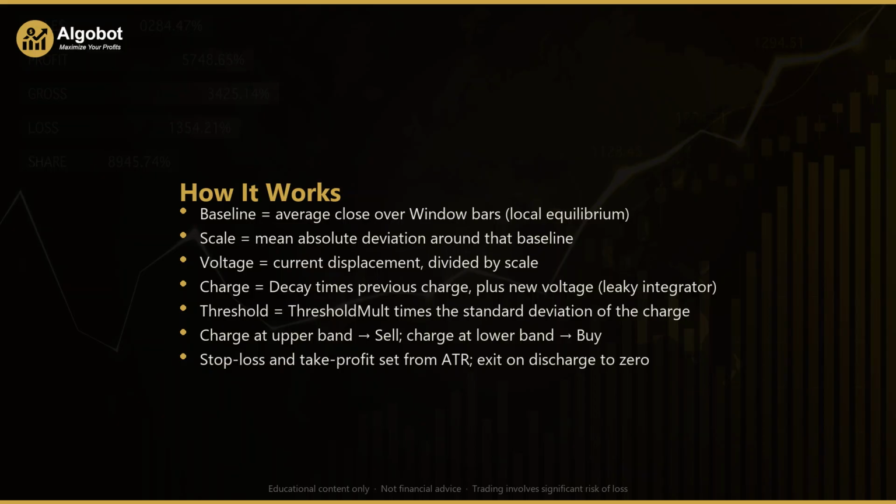It closes when the charge discharges back inside the exit band near 0, 30% of the threshold, or if the charge flips all the way to the opposite extreme. The ATR stop and target remain in place as the outer risk bounds throughout.